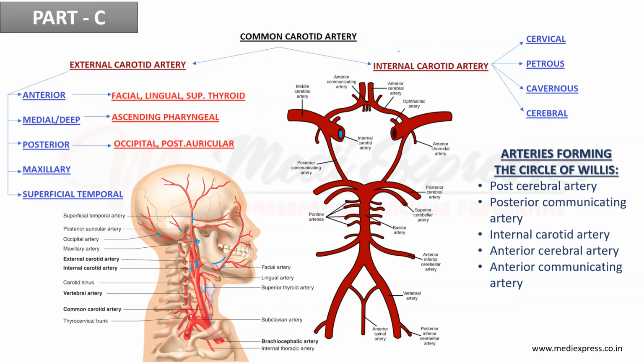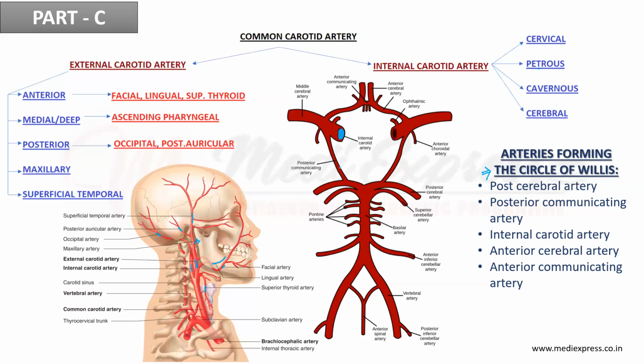Now, the one which you need to remember in the internal carotid artery is that it forms the circle of Willis. Now remember, this is a circle of Willis, right? And the part which I have marked in blue is a part of the internal carotid artery. So remember, whenever we talk about it, what we have over here is the internal carotid artery, and then you can see this is a circle.